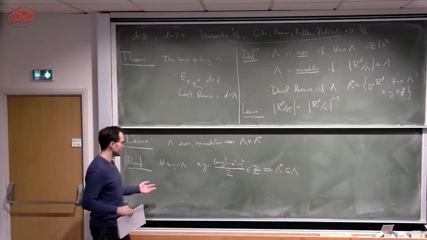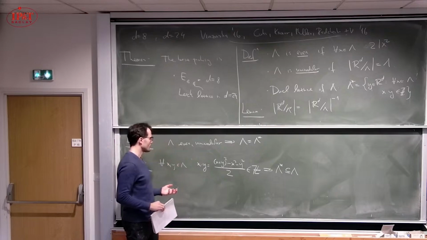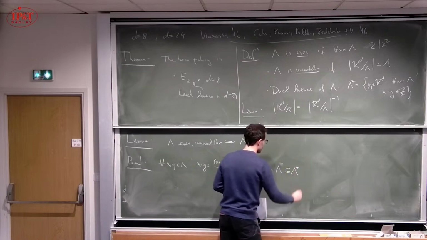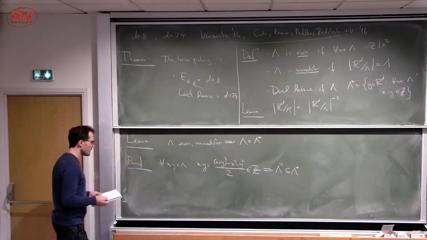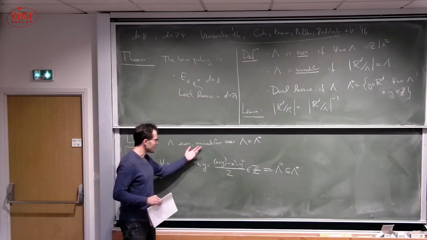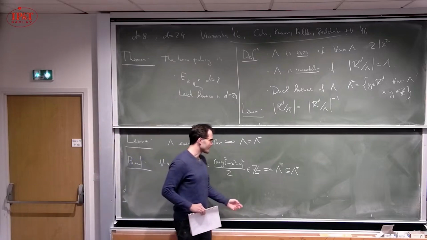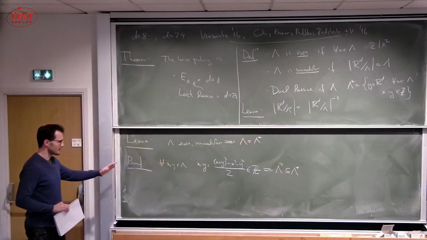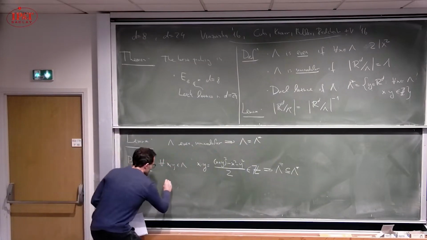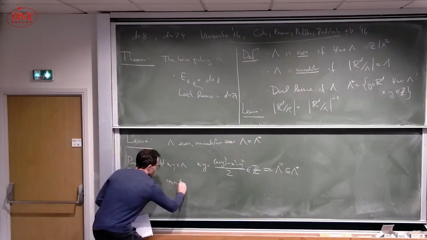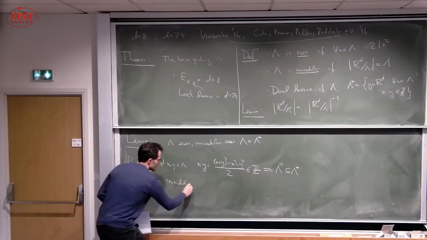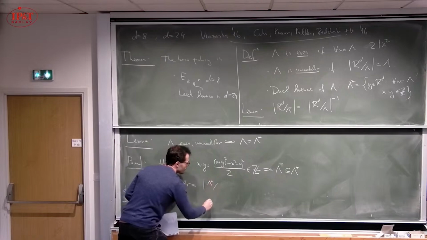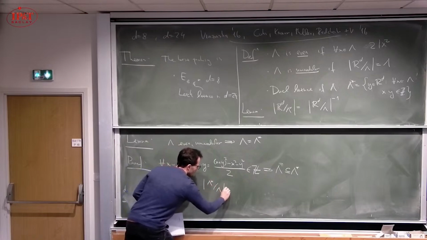So every point in lambda is also in the dual lattice. But now if it's unimodular, the unit cell volume is 1, which means that it cannot be a proper sublattice. The index needs to be 1. Unimodular shows that the cardinality of the finite group, which is lambda star by lambda, is 1.